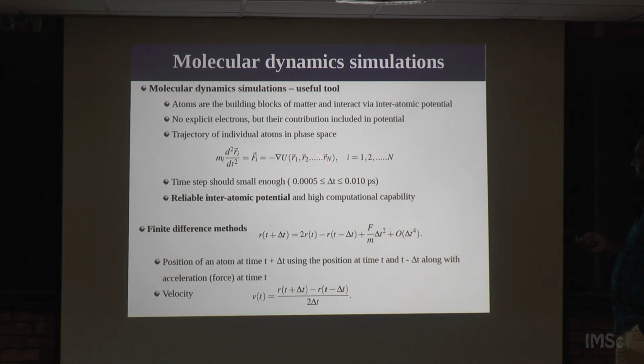This can be solved by a finite difference method. This is called the Verlet algorithm, where you can see that the position of an atom at t plus delta t, the next step, can be obtained from the position at time t and the position at time t minus delta t, the previous time, and the force or acceleration at time t; the force and acceleration are related again by Newton's equations of motion. There is no temperature here. No temperature, yeah, exactly. The velocity can also be obtained from the positions at t plus delta t and t minus delta t, and once you have reliable interatomic potentials, you can get meaningful results.